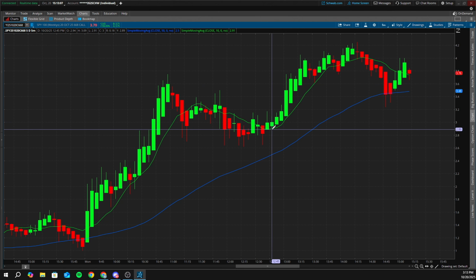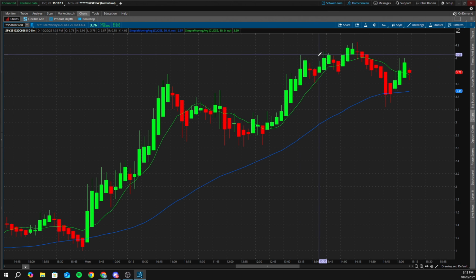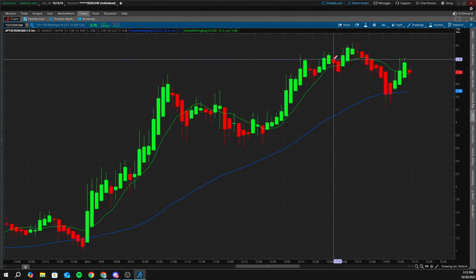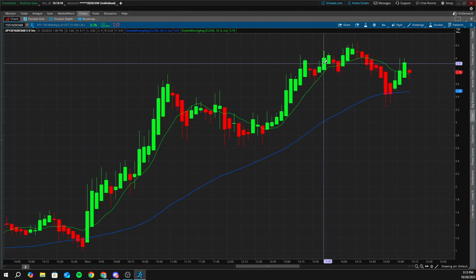So I ended up taking some trims, and then I held some runners up until I think this point right here, and then I closed the rest on this pullback to the 10 SMA. I saw we were starting to reject, so I just got out. I just closed it for the rest. I think close to maybe 35 points of profit. So it wasn't the craziest move.